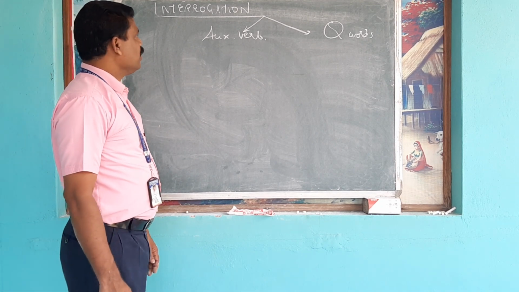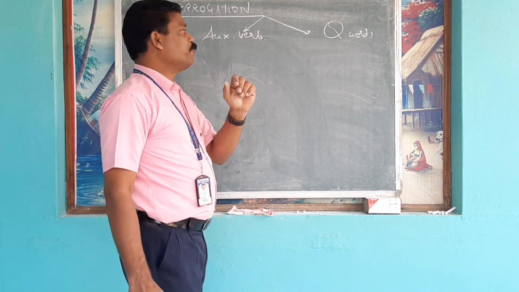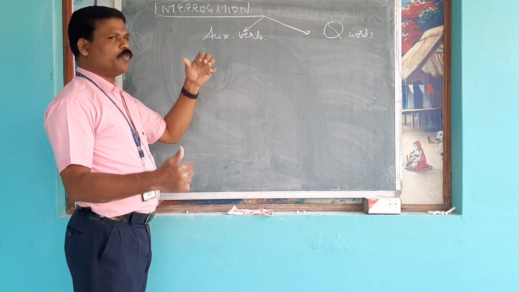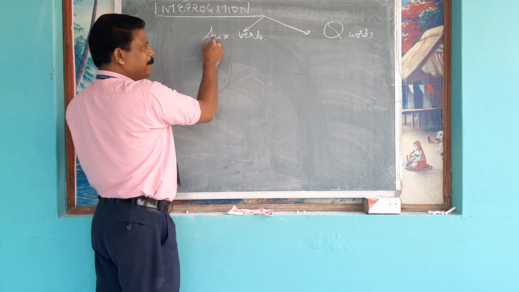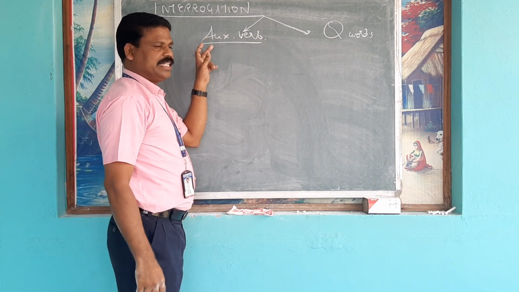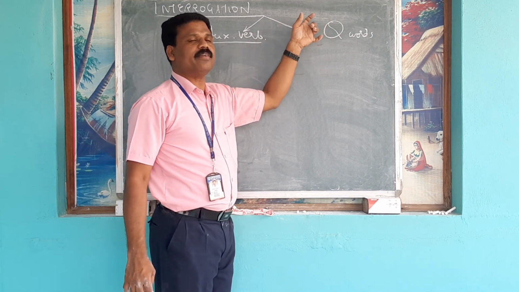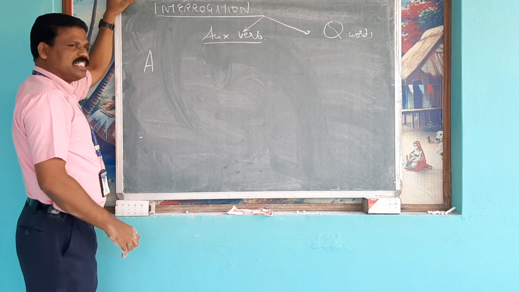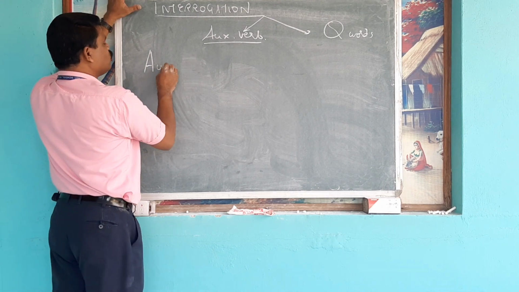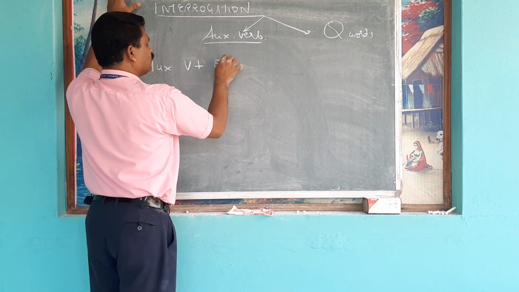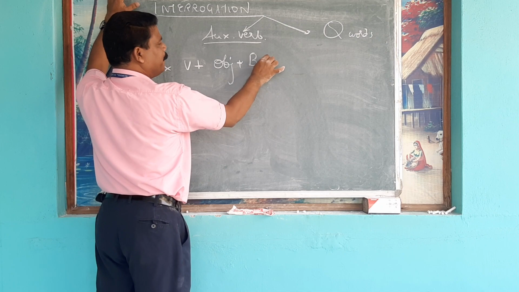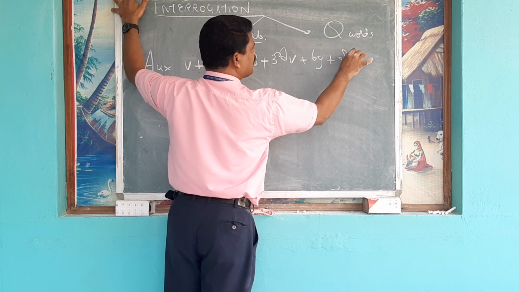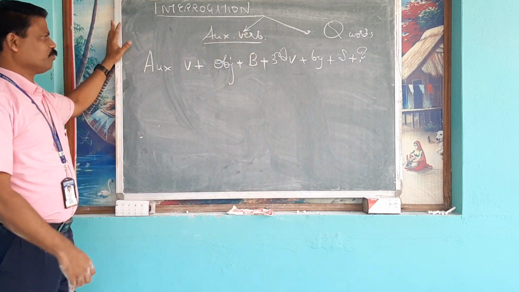Now let us discuss how interrogative sentence can be changed into passive. Interrogative sentences are of two types. One begins with an auxiliary verb. Second one begins with question words. If the sentence begins with an auxiliary verb, the rule is auxiliary verb plus object plus be, being, been plus third verb plus by plus subject plus question mark.